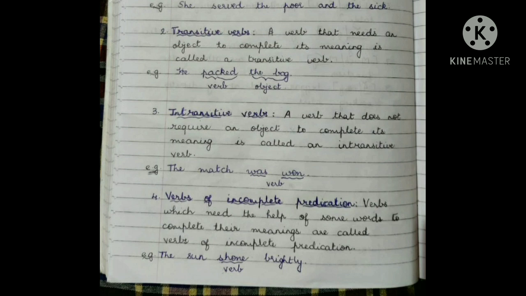Verbs of incomplete predication. Verbs which need the help of some words, either an adjective or an adverb, to complete their meaning are called verbs of incomplete predication. For example, the sun shone brightly. So here the verb is shone, which needs the help of some other part of speech to complete the meaning. So it is called a verb of incomplete predication.